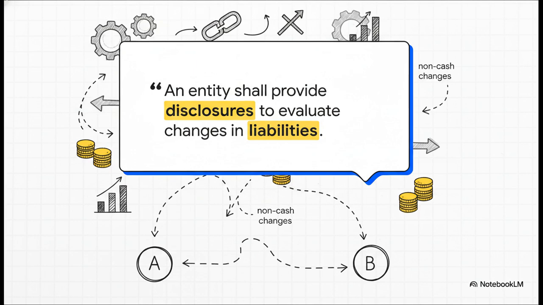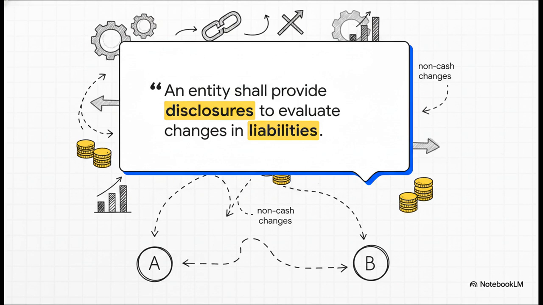That brings us straight to Ind AS 7, Statement of Cash Flows. Paragraph 44A specifically mandates, and I quote, "An entity shall provide disclosures that enable users of financial statements to evaluate changes in liabilities arising from financing activities, including both changes arising from cash flows and non-cash changes." This is absolutely crucial, folks. Users need to understand the complete story of your debt.